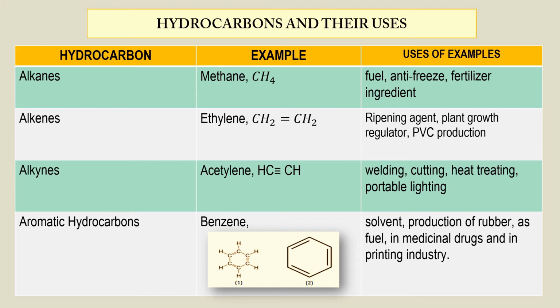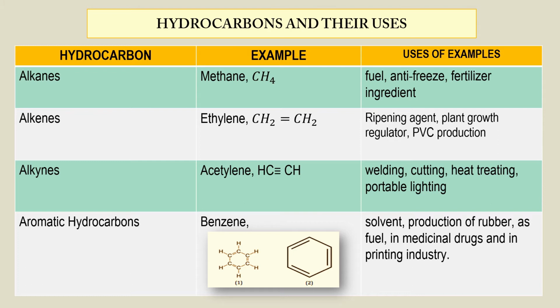The second type of hydrocarbons are the alkenes. Alkenes are formed by double bond. An example is ethylene, which is used as ripening agent, plant growth regulator, and for PVC production.